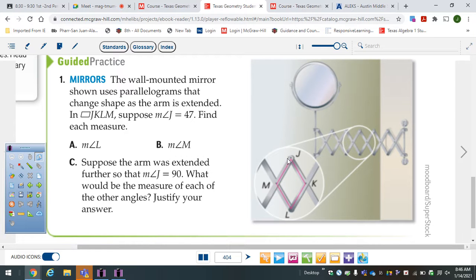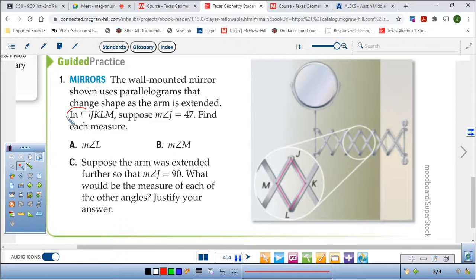Do me a favor. Let's go ahead and copy down. At least draw the parallelogram. You don't have to draw all this. Just draw this parallelogram and put that it is a parallelogram, and then say that the angle J is 47, and let's find A and let's find B. So again, just draw a real cheap parallelogram. Make sure you do say that it is a parallelogram. You do not have to draw this mirror that kind of extends to help you out.